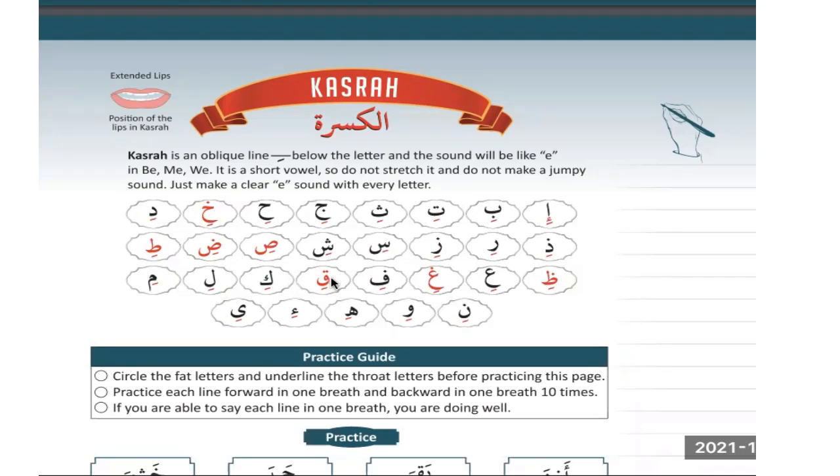Ki. This one is ti. You can feel ti, ti. Here, ki. Then lam kasra li, mim kasra mi, nun kasra ni, waw kasra we. Don't say we. Ha kasra he, hamza kasra e. Look at this one and this one is the same sound. E and E. Both are called E. Okay. Then the last one is Ya, Kasra, Yi.